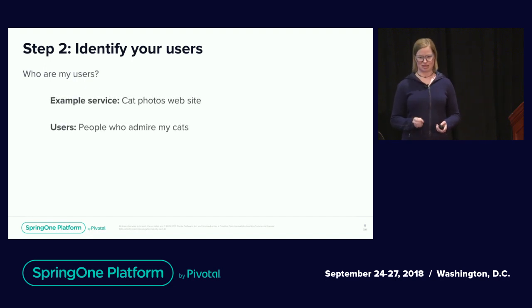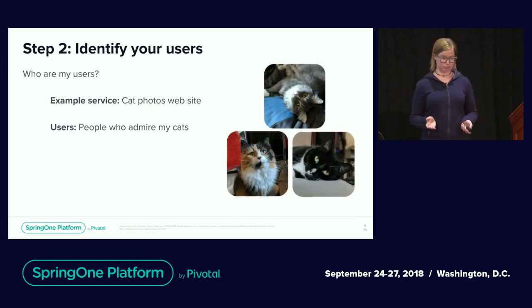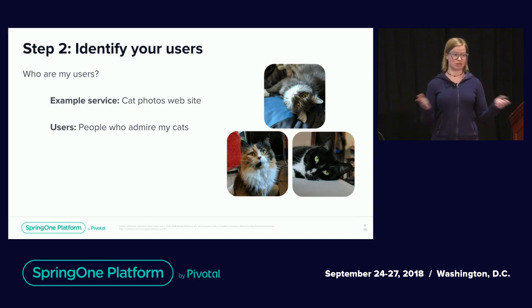We're going to go through an example here, which is a very silly example. I have some cats. My cats are adorable. And we're going to pretend that I have a website where people can go to see pictures of my adorable cats. So my users, in this case, are people just like you who think my cats are really cute and want to go to my website. That's one type of user.